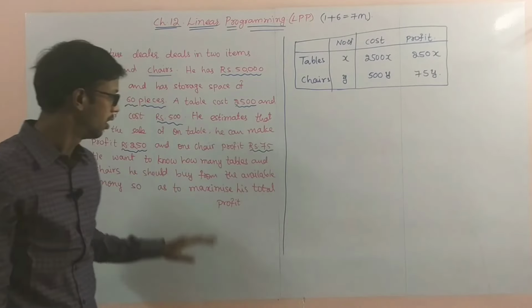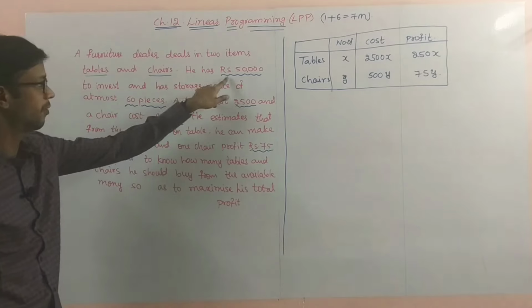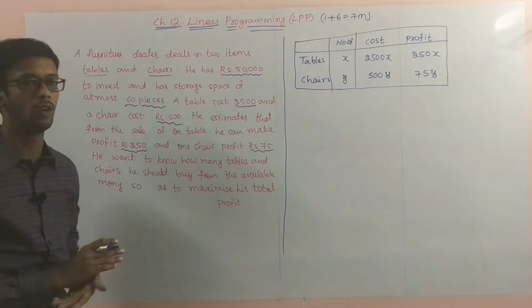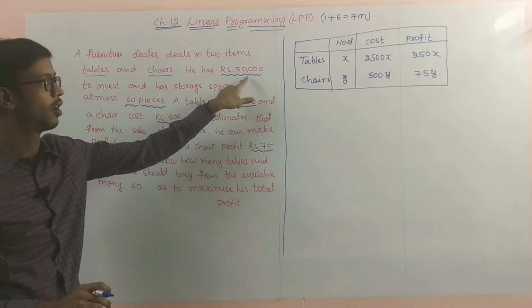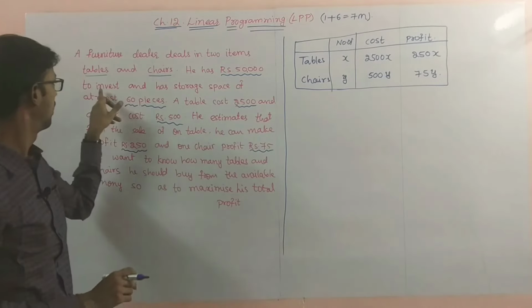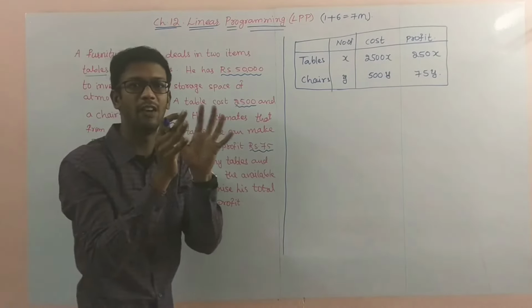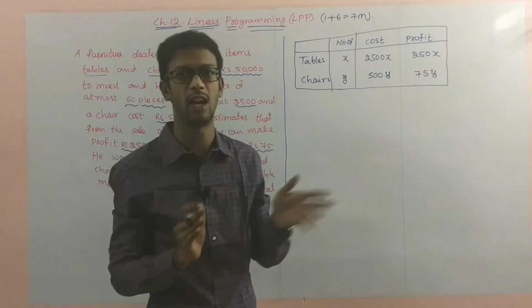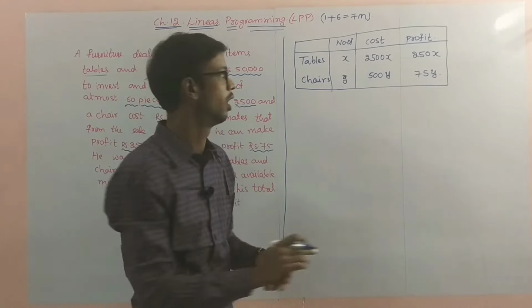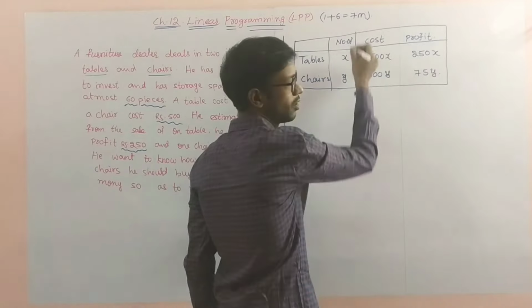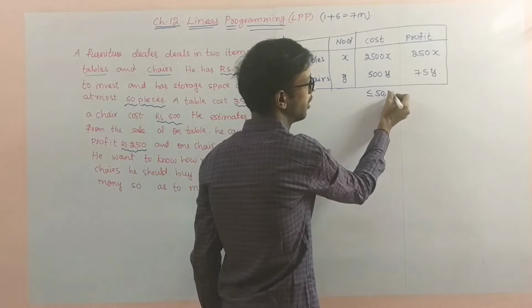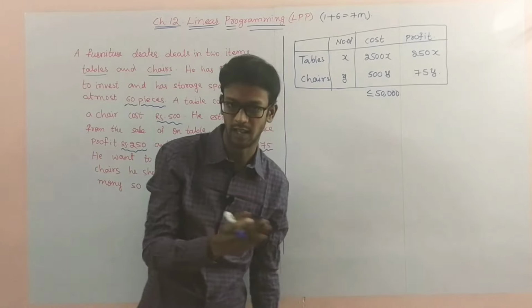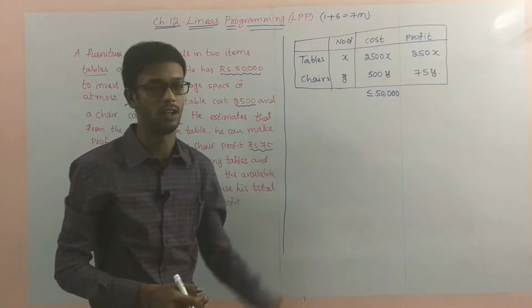Next, this total is completed. Here the sum is left, so we have to take it here. The cost should be within 50,000. The investment is at most 50,000; you can buy for less than 50,000 also, otherwise equal. So compulsorily the cost should be less than or equal to 50,000.